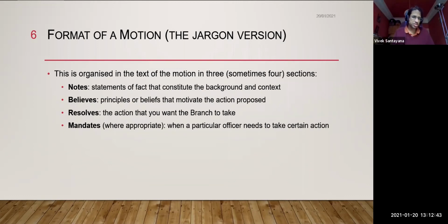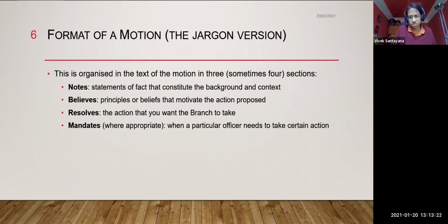Now, the resolve section is the more common one, where you outline what action you want the branch to take. This is actually why motions are sometimes called resolutions, because they're eponymous with this section. And mandates are specific kinds of resolutions where you mandate specific officers of the branch or union to take certain actions. They're less common because motions generally apply to the whole branch, but sometimes you might mandate specific officers to take certain actions. Those are the times when a mandates clause might be relevant.